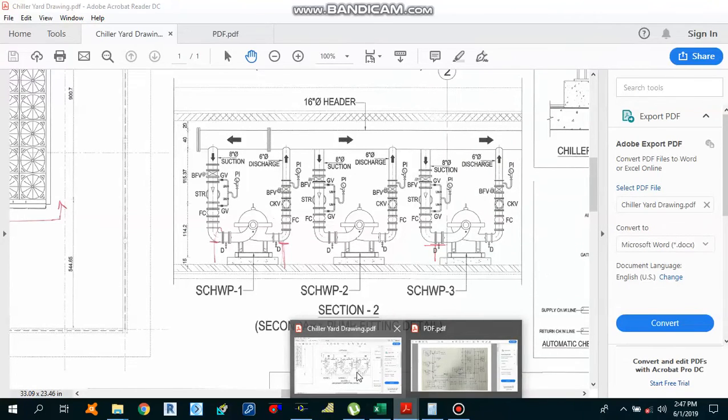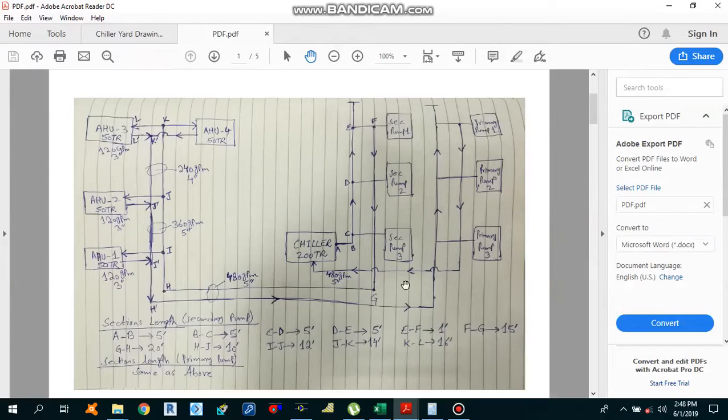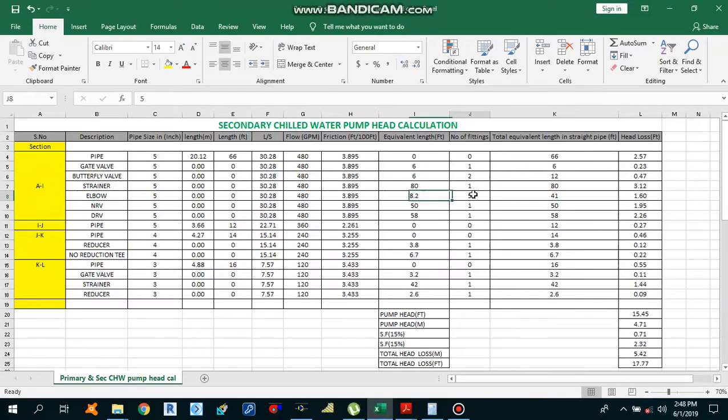Let's move back to our Excel sheet. You can see that gate valve over here, that is 1, butterfly valve we have 2, strainer 1, NRV, that is non-return valve or swing check valve, that is 1, and elbow, we need to check the elbows. So if we move back to our drawing, from section A to section I, how many elbows we have? 1, 2, 3, 4, 5. So up till section I we have 5 elbows.